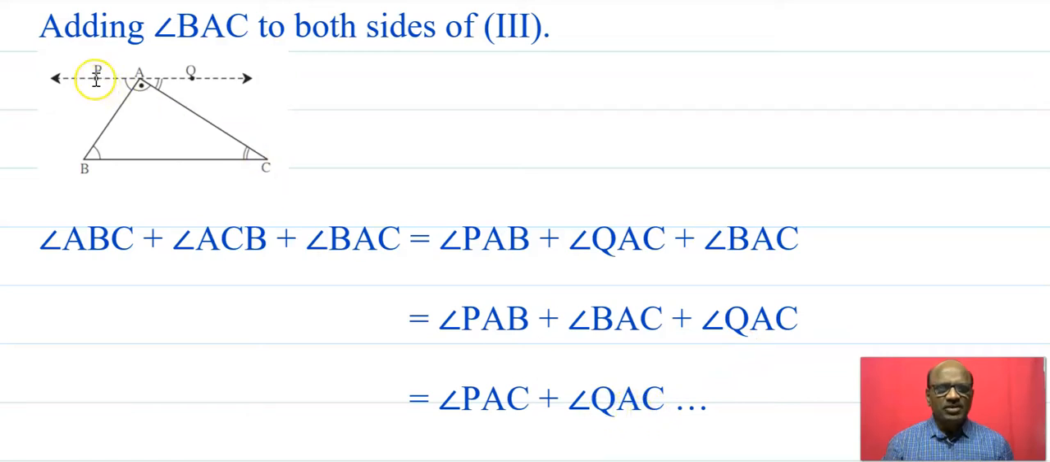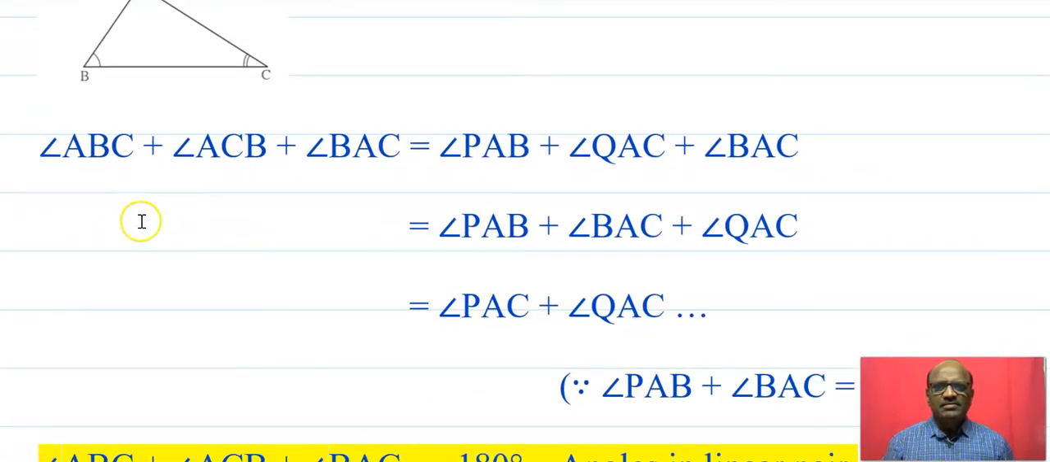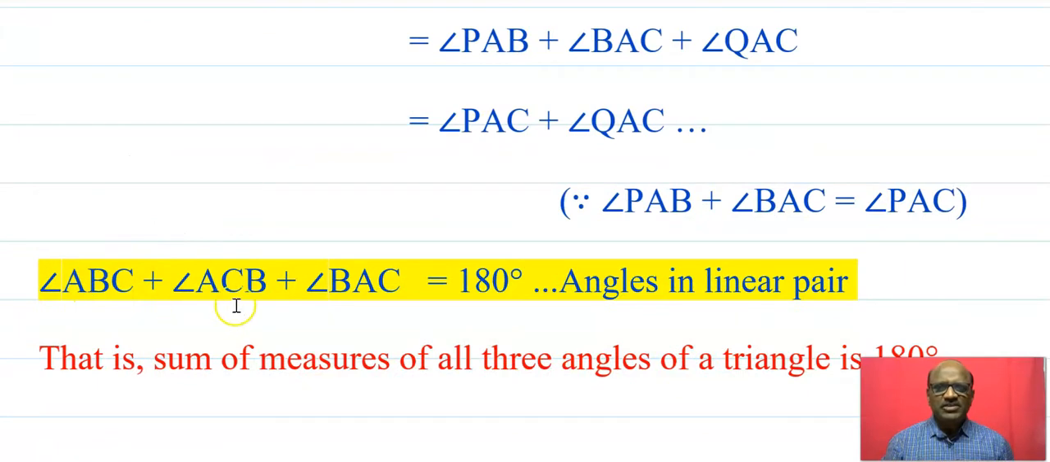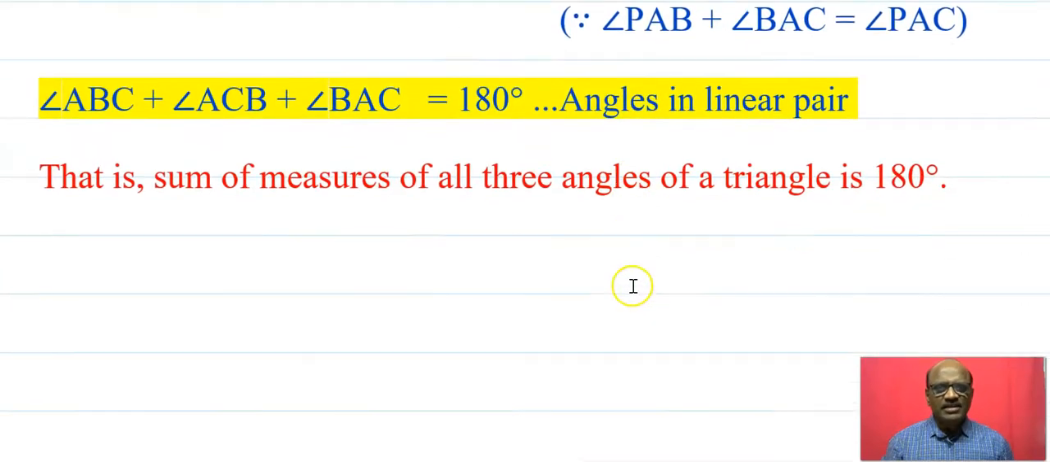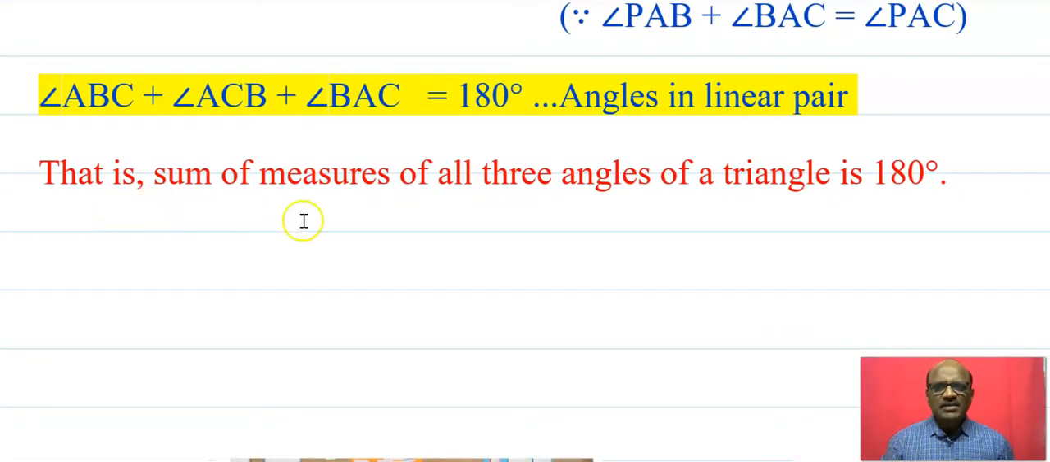And if we add the measure of angle PAC plus measure of angle QAC, then we get the linear pair angles and their sum is equal to 180. And that's why the measure of angle ABC plus measure of angle ACB plus measure of angle BAC is equal to 180. The sum is 180 because the angles on the right hand side are a linear pair, and hence the sum of the measures of the three angles of a triangle is 180. That is, we have proved it here.